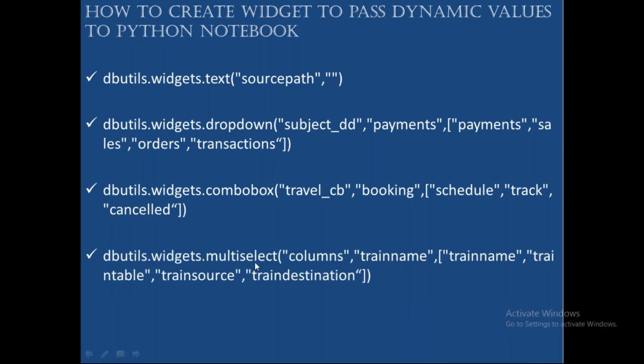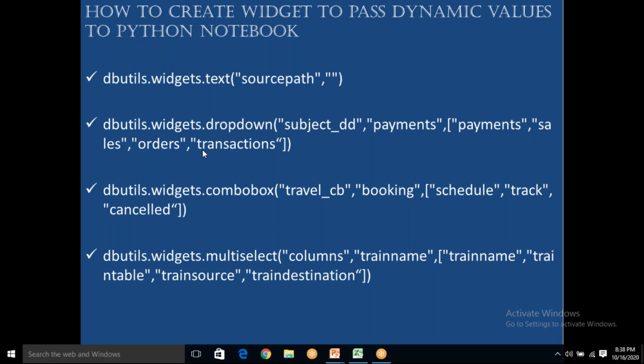Next, multi-select, same, you will have a parameter, default value, and multiple values. But when you are selecting these particular values, you need to select multiple values. Here you are going to take a single value at any point in time in drop down, combo box, and text. But in multi-select, you can select more than one value at a time. Clear?